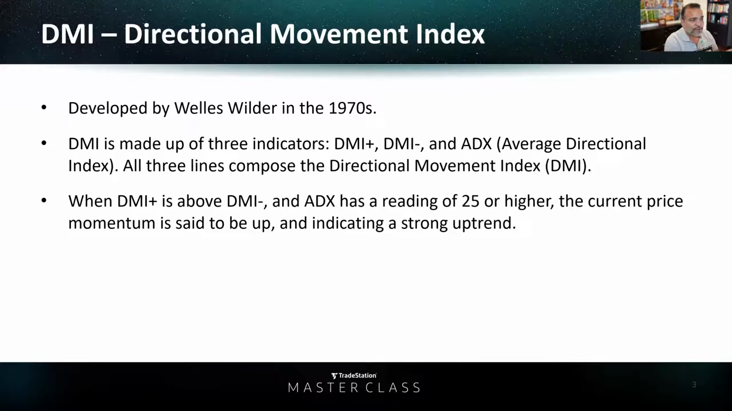So we are referencing the three lines here: DMI plus, DMI minus, and ADX. And what it says is that if the DMI plus is above the DMI minus and ADX has a reading above 25, momentum is said to be up, indicating a strong uptrend. Let's go ahead and take a look at the chart here.